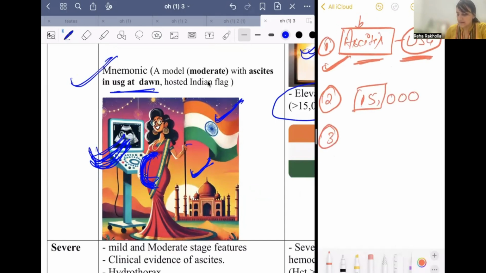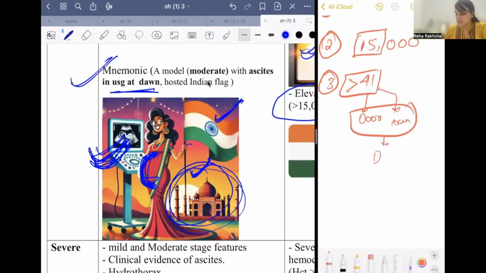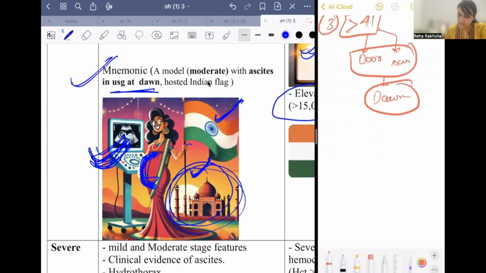Third is about hematocrit. Hematocrit concentration is more than 41 in moderate. So this we remember by dawn. See, there is dawn. 4 means door, 1 means sun. So this equals dawn. Severe.